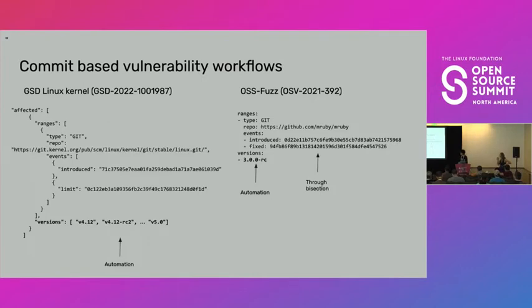And from there, what our automation can do is populate the version tags that correspond to that commit range. And similarly, for OSS-Fuzz, which is the fuzzing platform that our Google open source security team runs, we do something very similar. With fuzzing, we have reproducible test cases, and that allows us to perform bisections on every vulnerability we find to figure out which commit introduced the bug and which commit fixed the bug. And from there, we also do the same kind of version analysis, and we find that in this example, in the MRuby software, this vulnerability affects the 3.0.0 RC version.